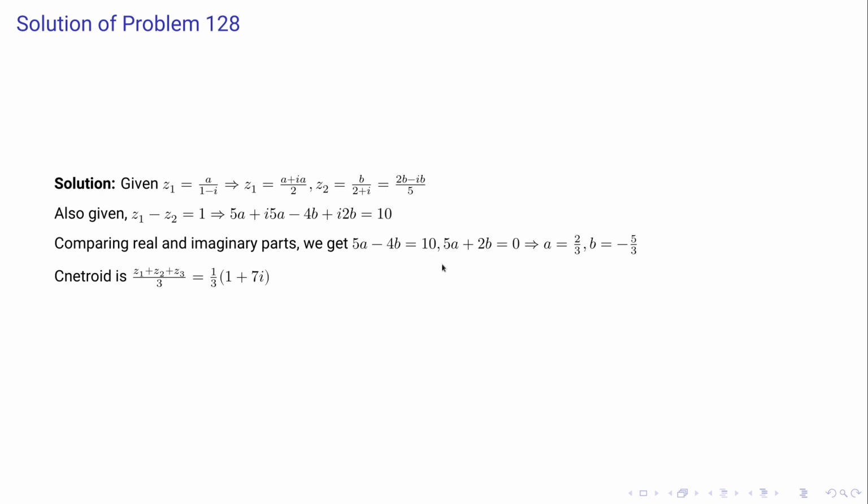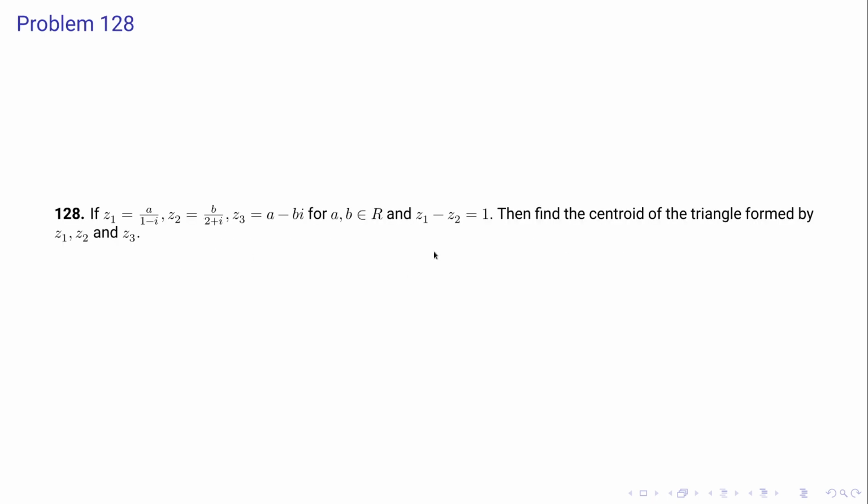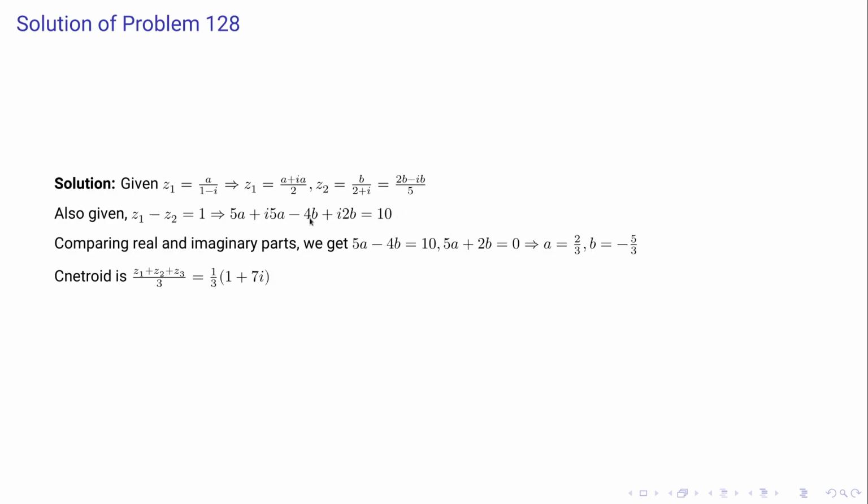These are two unknowns, A and B, and two equations. So you can solve this. You will get A is equal to 2 by 3 and B is equal to minus 5 by 3. And centroid is Z1 plus Z2 plus Z3 by 3. So substitute for A and B for Z1, Z2 and Z3. Z3 is given A minus BI. So you substitute that and you have A, B, and then you find this as final centroid.